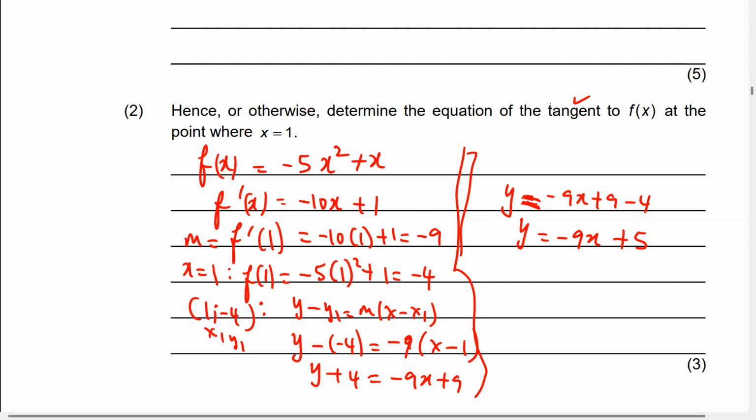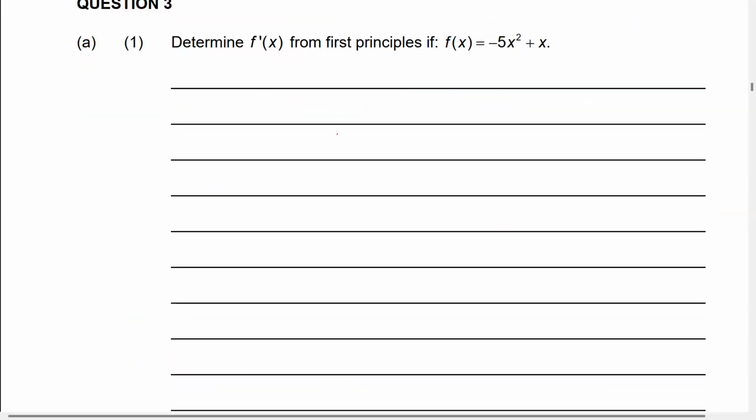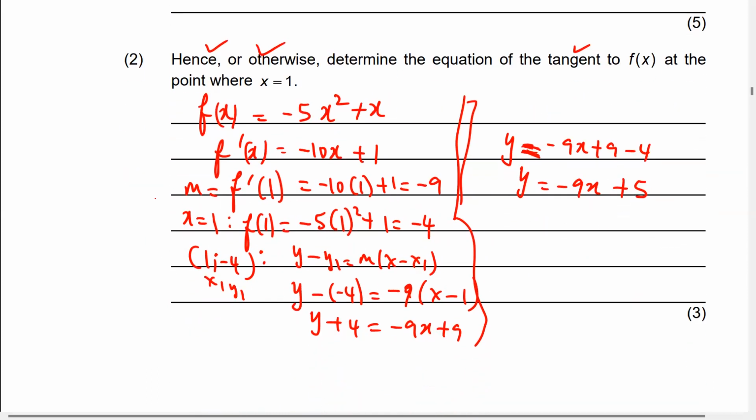Hence or otherwise determine. What did they say, hence or otherwise? Well, hence means using an answer from above. The answer from above would be the derivative. But otherwise, you can find the derivative. In our case, I decided not to check the answer because we did not solve this one from first principles. We just went straight to this one and used the rules of differentiation to find the first derivative.